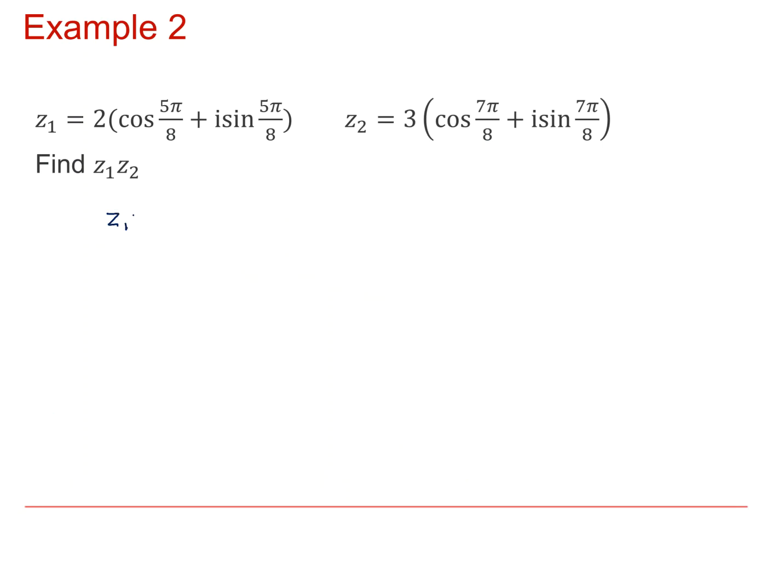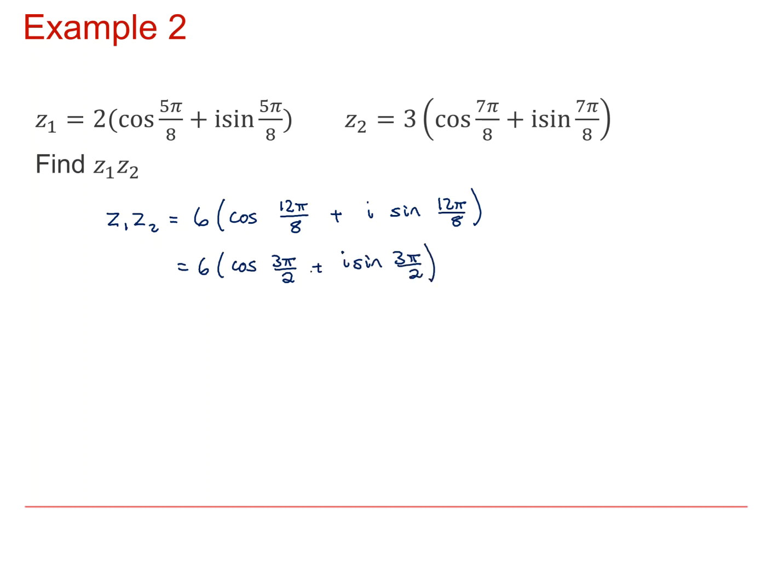OK, Z1 Z2 equals, multiply the moduli, 2 times 3 is 6, cos of, add the arguments, 5 pi over 8 plus 7 pi over 8 is 12 pi over 8, plus i sine 12 pi over 8. And then simplifying those fractions, we get 6 cos 3 pi over 2 plus i sine 3 pi over 2.